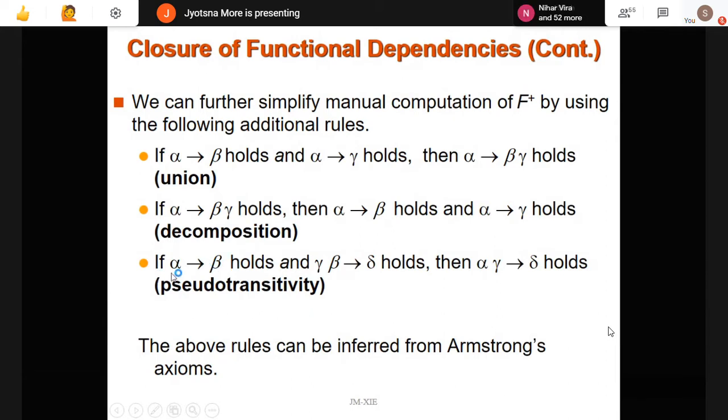So I will have alpha gamma determines beta gamma, right? But beta gamma determines what? Delta. So I can say alpha gamma determines delta. Right? So this is true. Correct? Everyone clear how we got this? So all these rules you can also use to find the functional dependency closure. Okay?